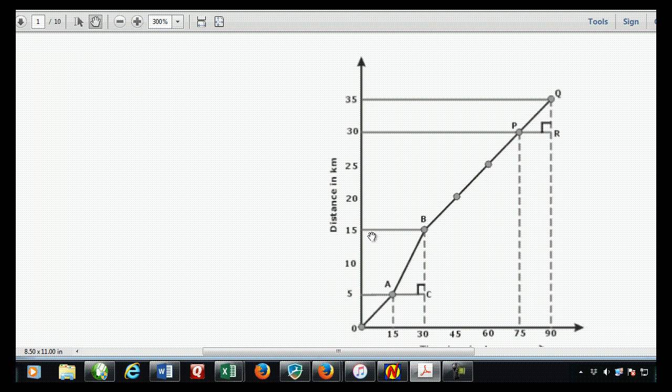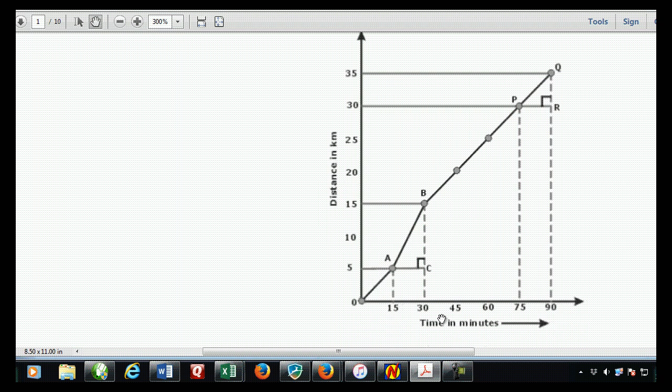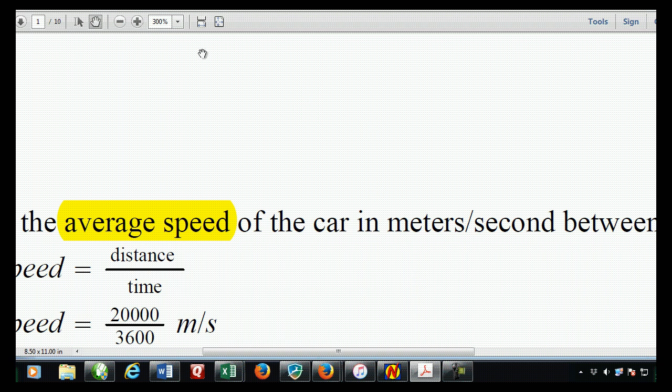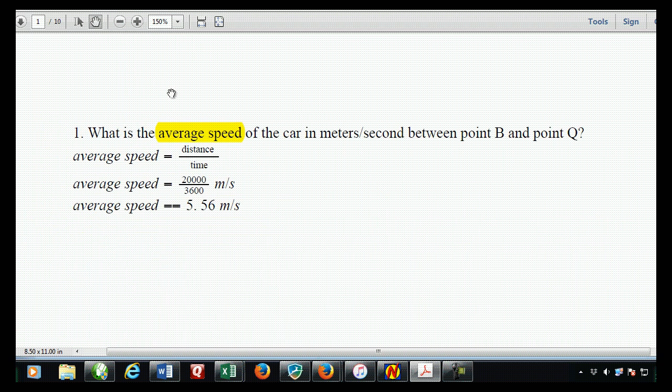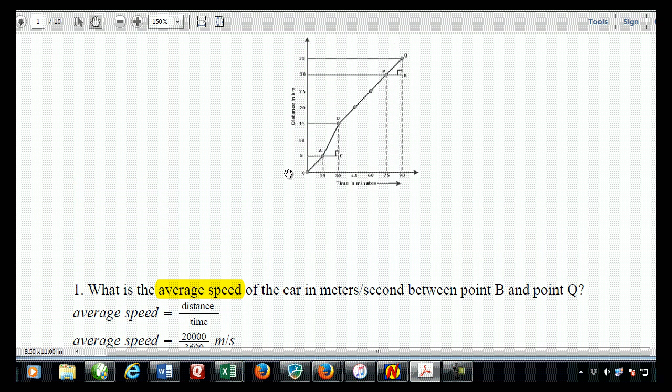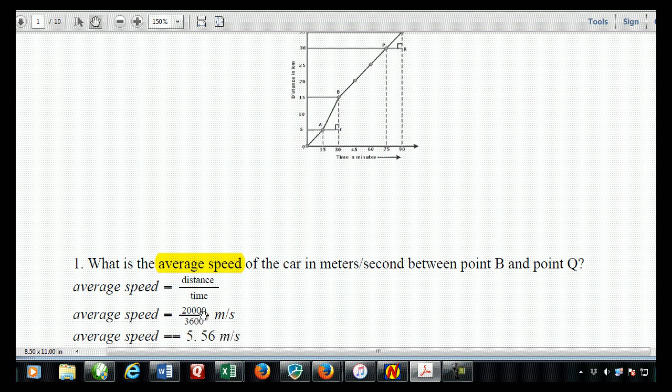Its original position is at 15. This is 30, so that's 15. Notice the units is in kilometers, so that's 15 kilometers per 30 to 90, so that's 60 minutes. So when you come down to find your solution, you notice that this distance was 15 to 35, B to Q, so that's 20 kilometers, which is 20,000 meters.